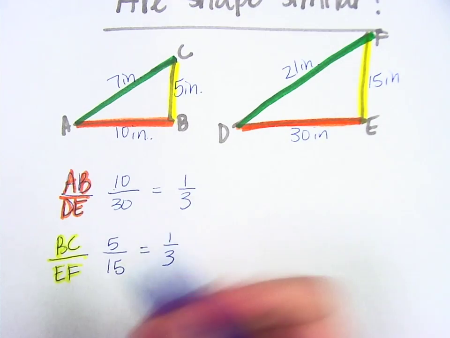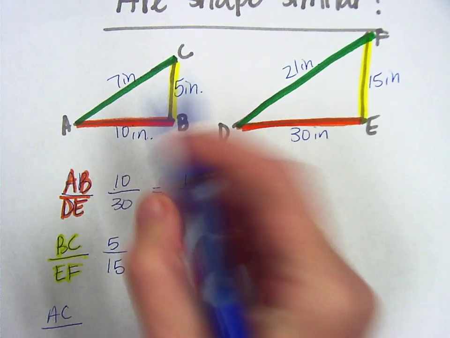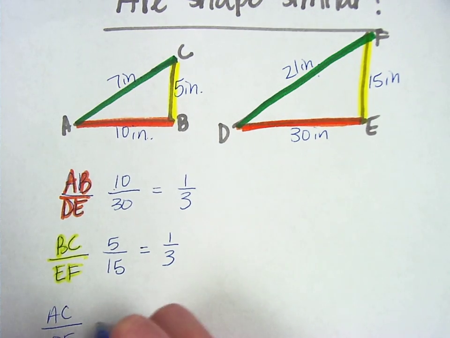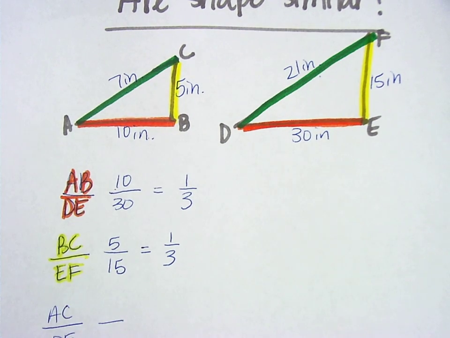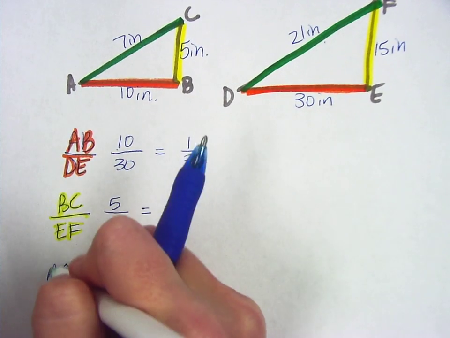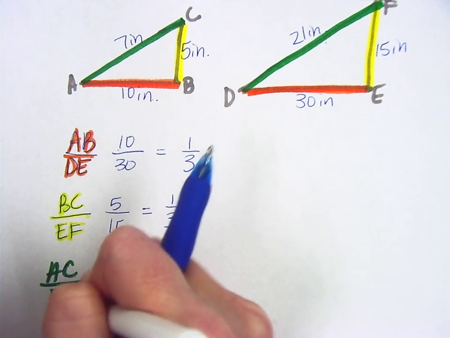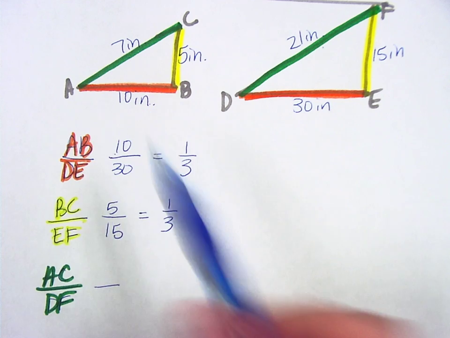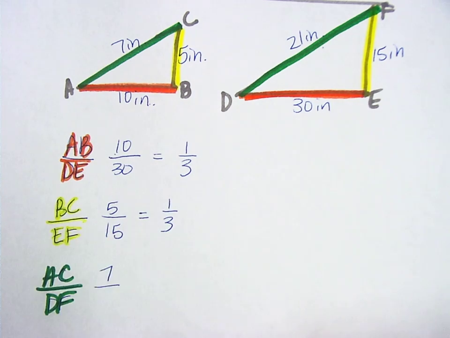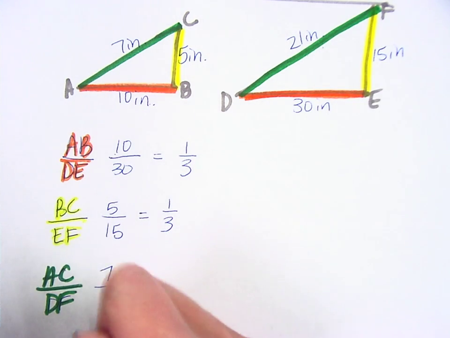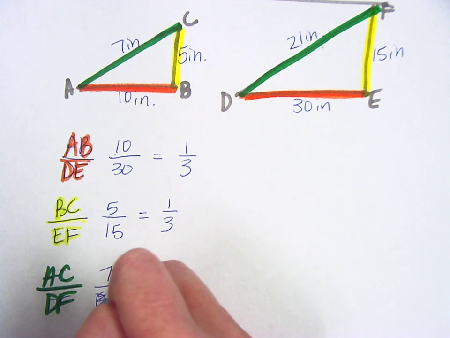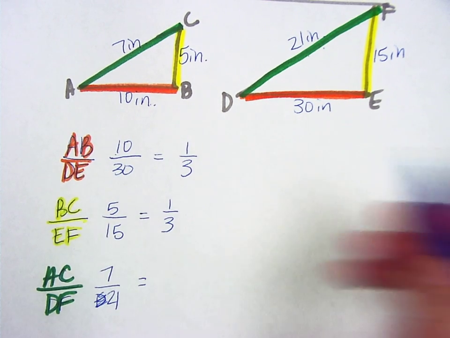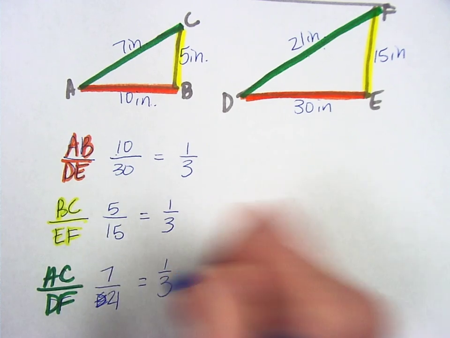Now we're going to do the last one. We've got AC, which is right here, and DF, which is right here. And those are both green. Hopefully I can keep everything in the screen here. And I'm going to plug in my lengths. So I have 7, and then my length for DF is 21. And I can reduce both of those by 7, which equals 1/3.